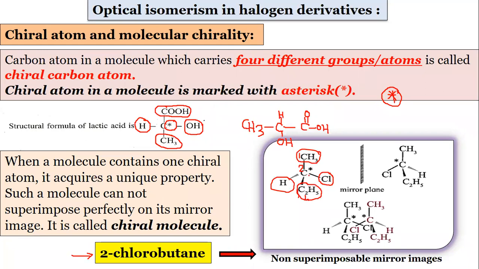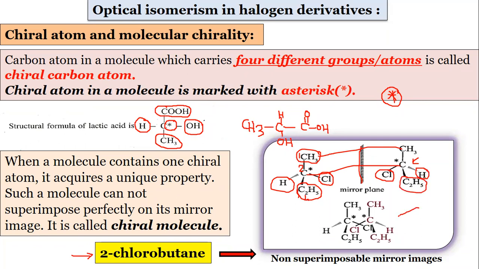And you know the property: when a chiral carbon is present, it is optically active, meaning when the mirror image is taken, suppose this is a mirror and this is the mirror image. If you pick up this molecule and put it on this, these cannot be matched. The carbon will match, CH3 will match, but the chlorine will not match, hydrogen will not match, C2H5 will not match.